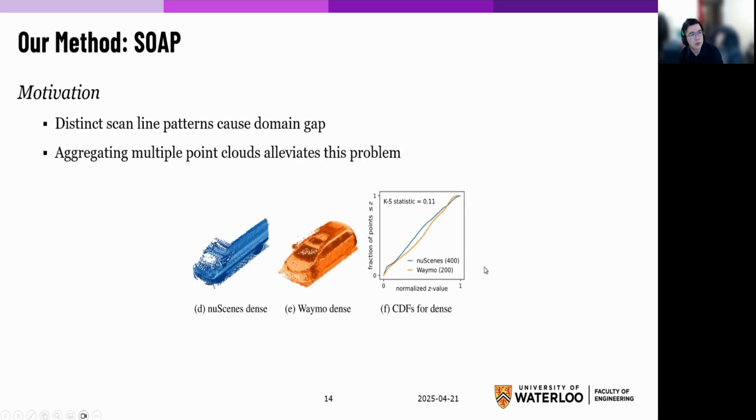However, interestingly, after we combine and aggregate multiple point clouds, this problem, this distinct scanline pattern, can be alleviated. And as shown both in the visualization and in the CDF plot, we don't really see that distinct vertical point cloud distribution. Rather, we see a very smooth distribution of the point cloud's z values.